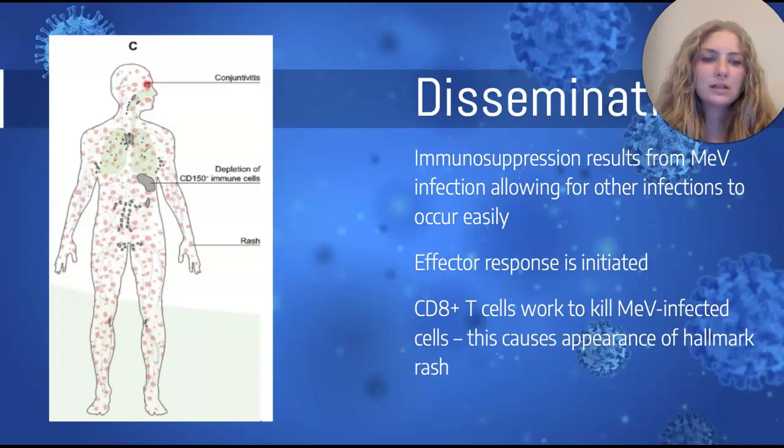So it's actually kind of interesting because I thought that the rash just came from the body's cells becoming infected with measles. However, the rash actually comes from the CD8 positive T cells working to kill the infected cells. That whole process causes a lot of inflammation and also damage to cells, and that's kind of what causes the redness and the rash to appear.